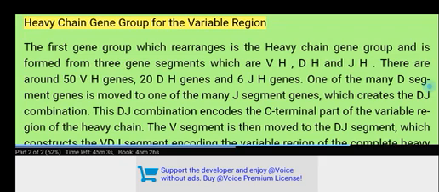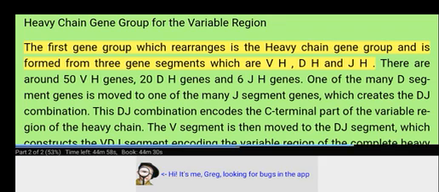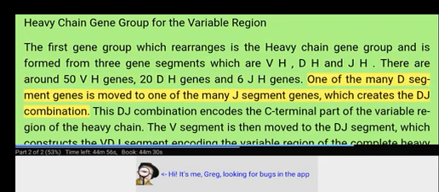Heavy chain gene group for the variable region. The first gene group which rearranges is the heavy chain gene group, and it is formed from 3 gene segments which are VH, DH, and JH. There are around 50 VH genes, 20 DH genes, and 6 JH genes. One of the many D segment genes is moved to one of the many J segment genes, which creates the DJ combination. This DJ combination encodes the C-terminal part of the variable region of the heavy chain.